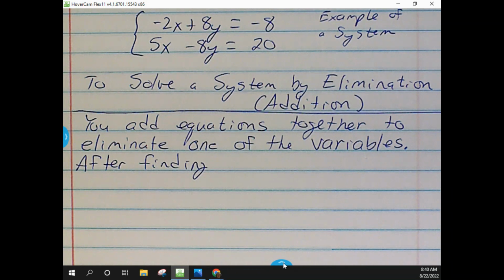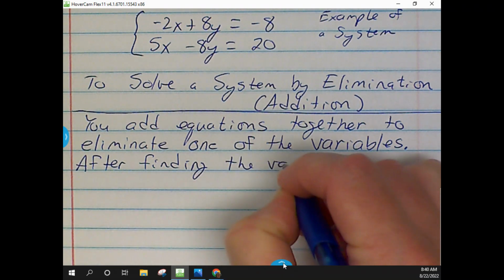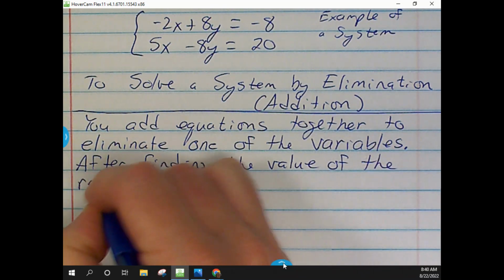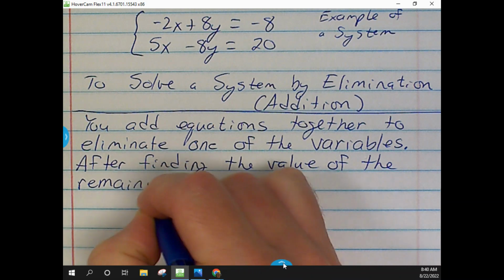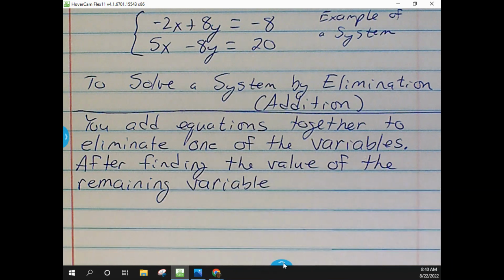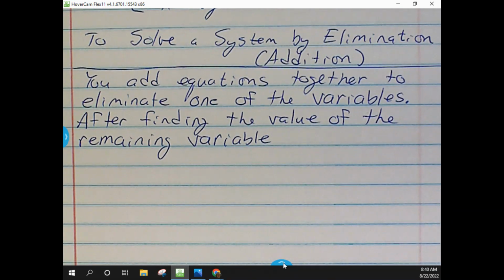then after you've eliminated one of the variables, you're going to solve whatever variable you have left over. And after finding the value of the first variable, so we had x and we had y. Let's say we eliminate the y. Now we're going to solve for x, because that's usually the first thing that we do. We've eliminated y. We've got the x variable left over, so we're going to solve it, figure out what that value is going to be.